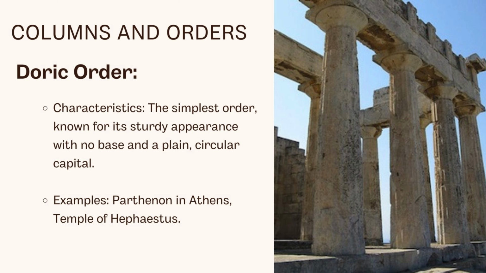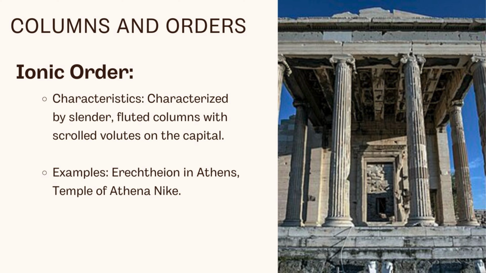The first one is the Doric order, the simplest order, known for its sturdy appearance with no base and a plain circular capital. Examples are the Parthenon in Athens and the Temple of Hephaestus. Ionic order, characterized by slender fluted columns with scrolled volutes on the capital. Examples: the Erechtheion in Athens, the Temple of Athena Nike.